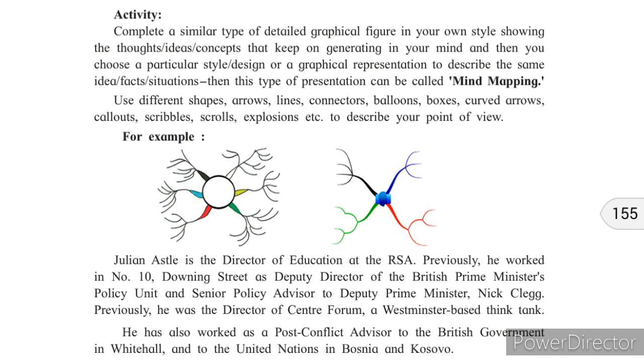Now how can we create or express our ideas? With the help of a design, then a particular style, right? So this is how we can create a mind map. Use different shapes, arrows, lines, connectors, balloons, boxes, curved arrows, callouts, scribbles, scrolls, explosions, many things, right? It will be helpful for us to describe our point of view.